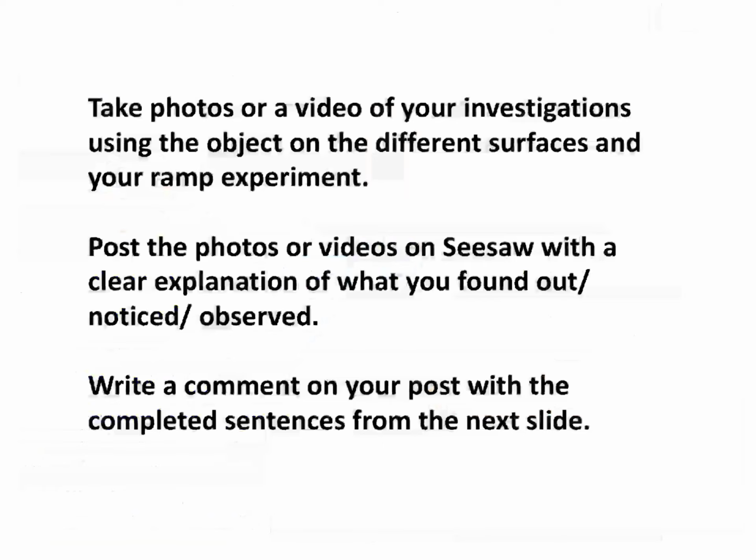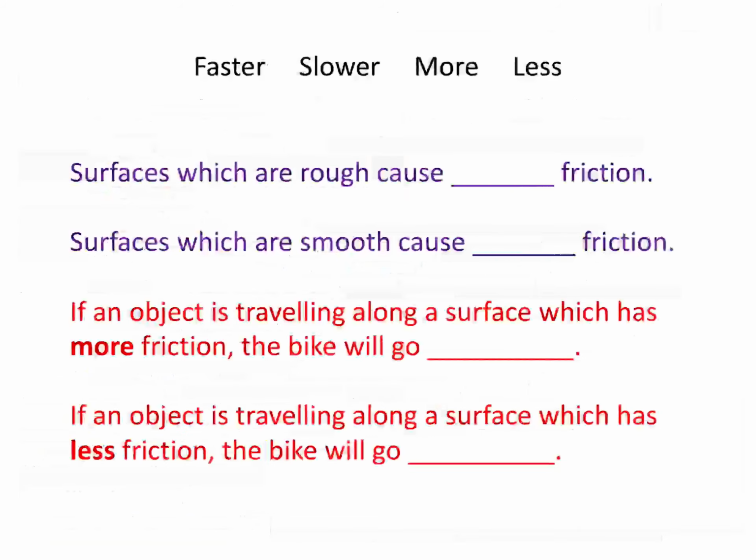So you need to tell me, what have you found out? What did you notice? What did you observe? And you also need to fill in these sentences. Surfaces which are rough cause something friction. Surfaces which are smooth cause something friction. If an object is travelling along a surface which has more friction, the bike will go blah blah blah. If an object is travelling along a surface which has less friction, the bike will go da da da.